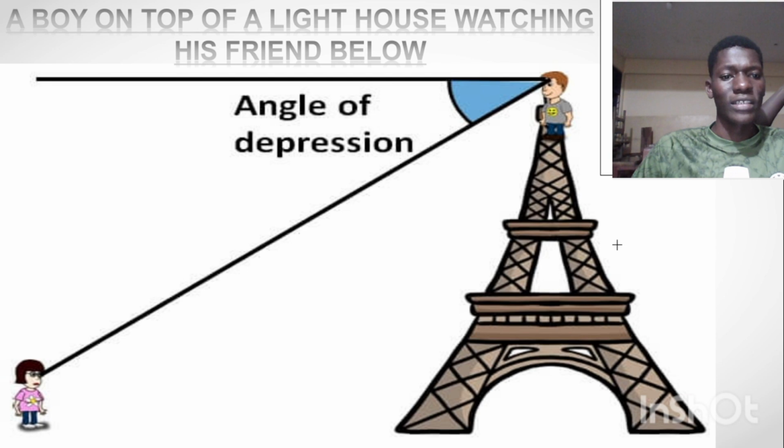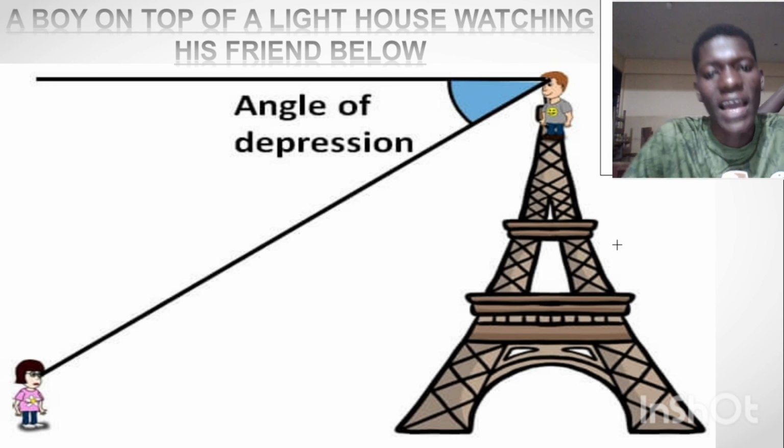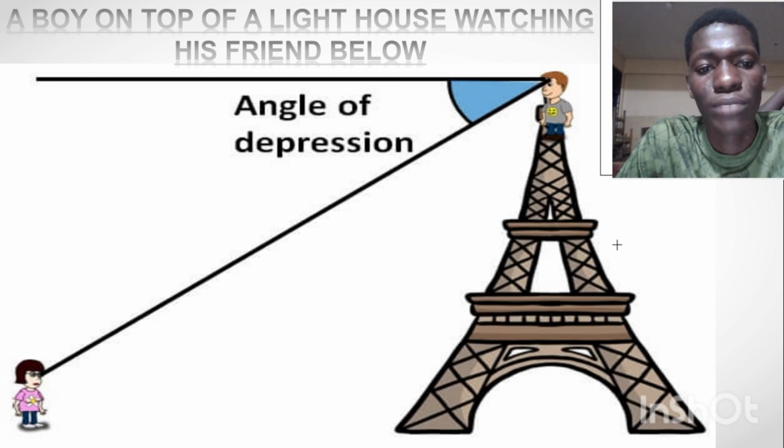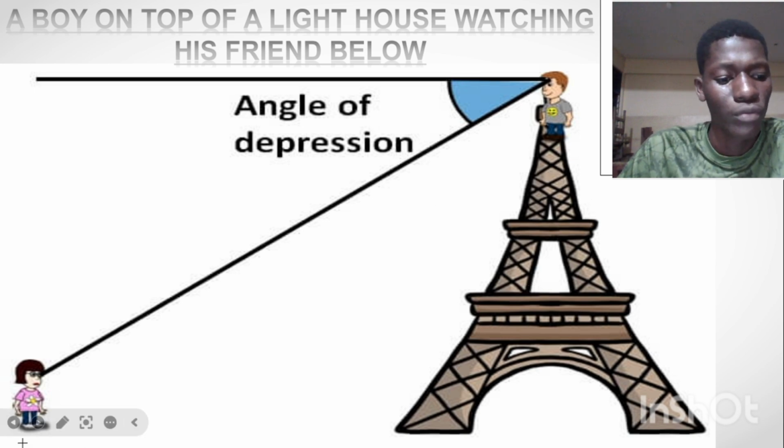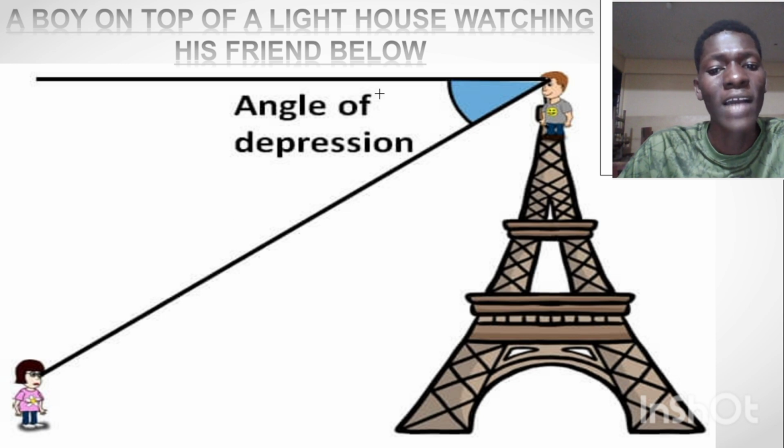This one is saying a boy on top of a lighthouse watching his friend below. So this is the boy and this is the lighthouse, and he's watching a friend below. As soon as you are watching something below, the angle that is formed will be depressed below the horizontal line that is passing through your eyes. So the angle below it will be depression.